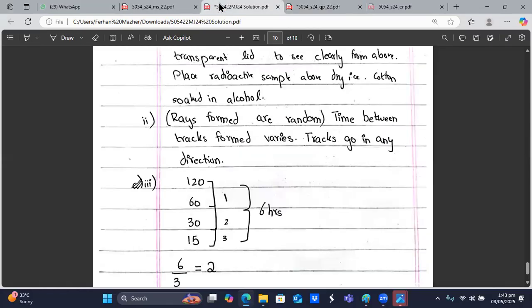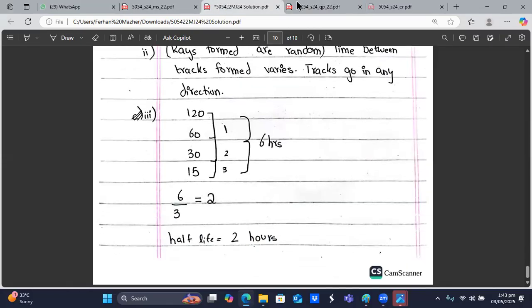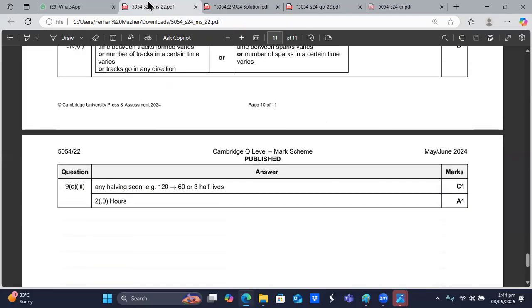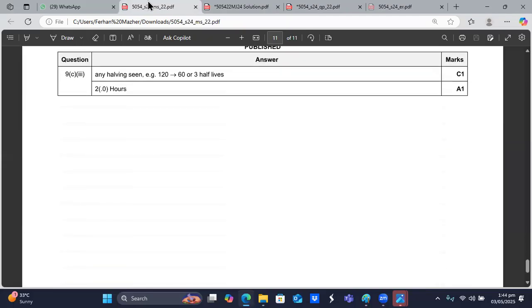The way we do this question is we make this grid. At the start this was 120, so 120 halved is 60. Again halved, it becomes 30. Again halved, and it becomes 15. If you count these halvings, there are three portions. That means 3 half-lives have passed. Total time taken is 6 hours, so 6 divided by 3 is 2. So the half-life is 2 hours. So let's check from the marking scheme. So the half-life is 3 hours.